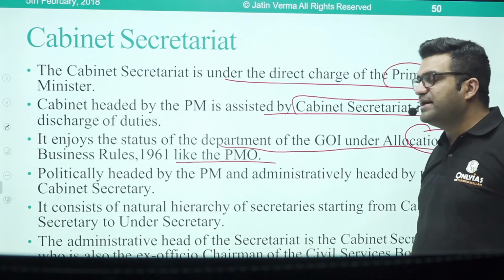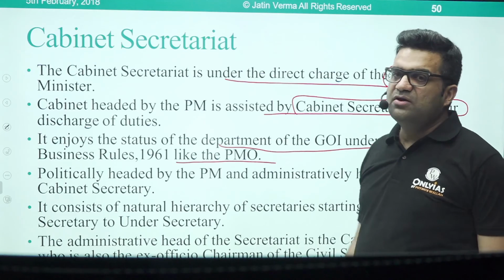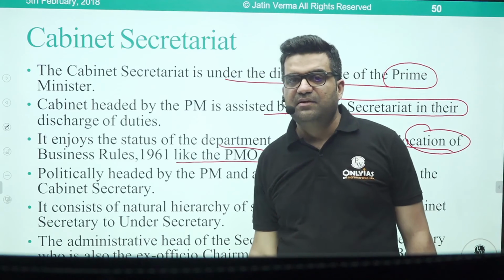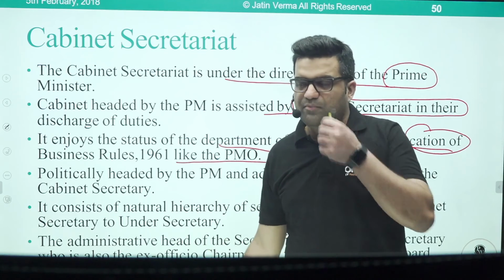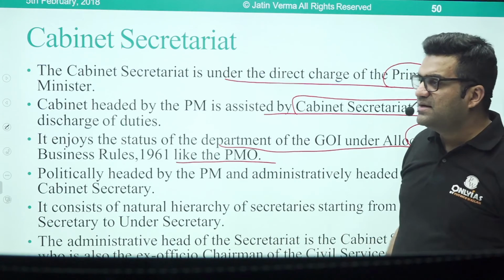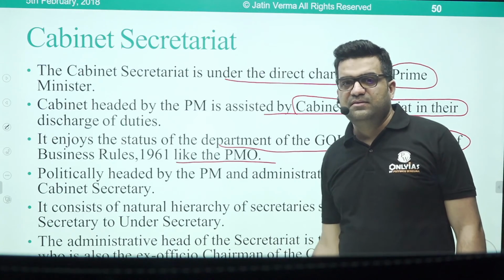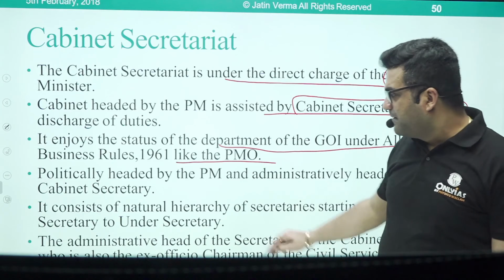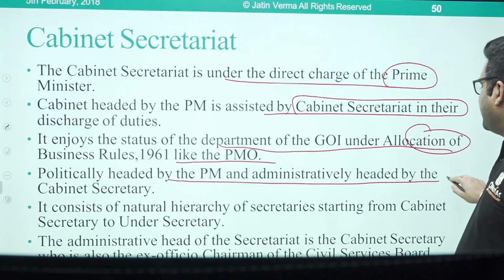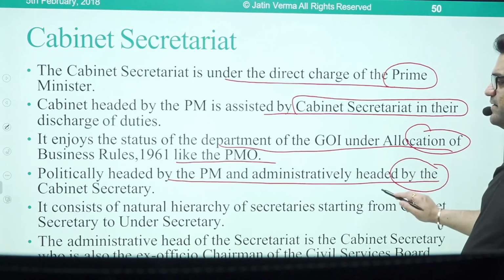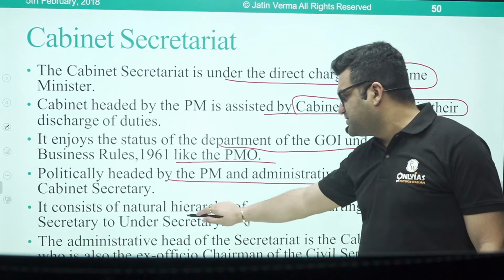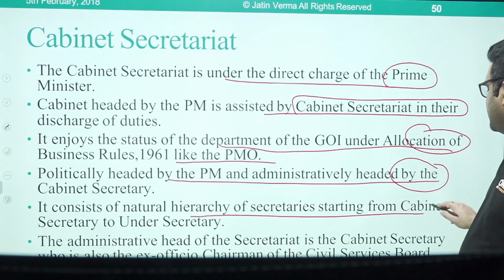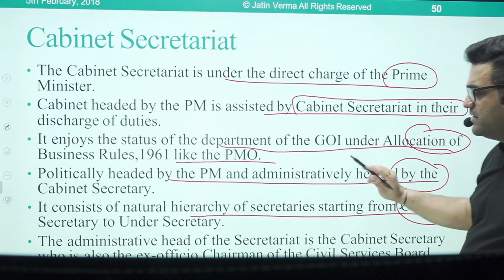But the important thing is, power belongs to where the PM sits. The PM sits in the PMO. Most of the PMs have made the PMO their den, their place of work. Politically headed by the PM and administratively headed by the cabinet secretary. So it consists of a natural hierarchy of secretaries, starting from cabinet secretary to under secretary.